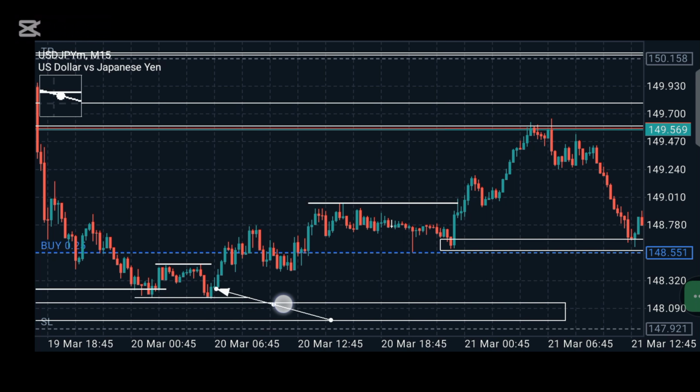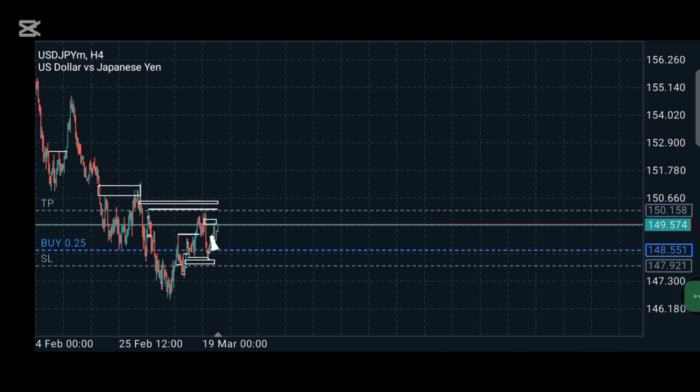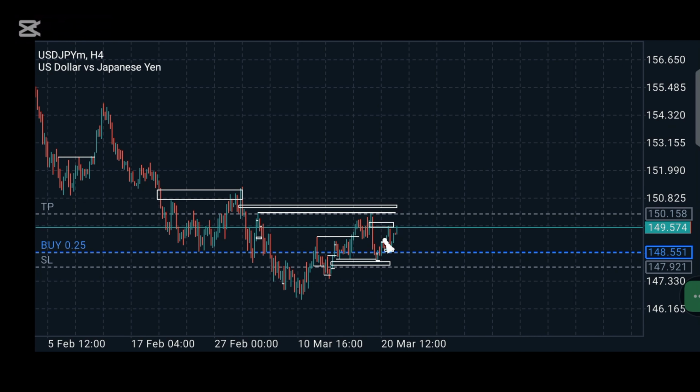Then on the 30 minutes, I already entered the market from this level here. Price retraced a little bit, then continued going on, giving us breakout structures. And as I said, we'll be expecting our take profit level to be at this old high here, which I drew out.